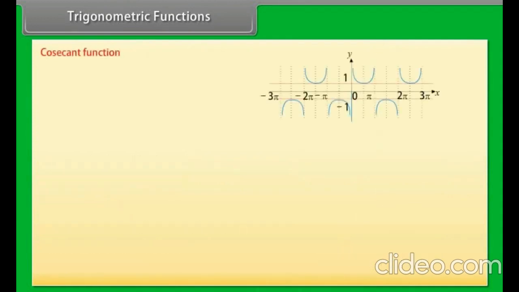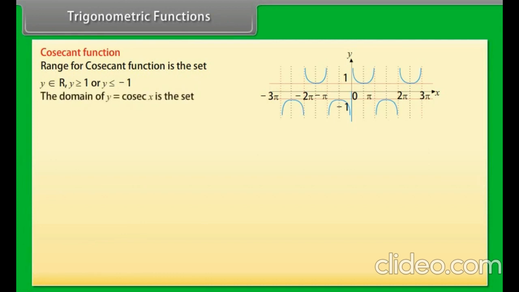Cosecant function. Range for cosecant function is the set y belongs to real numbers, y greater than or equal to 1 or y less than or equal to -1. The domain of y equals cosec x is the set x belongs to real numbers, x not equal to n into pi, where n is any integer.